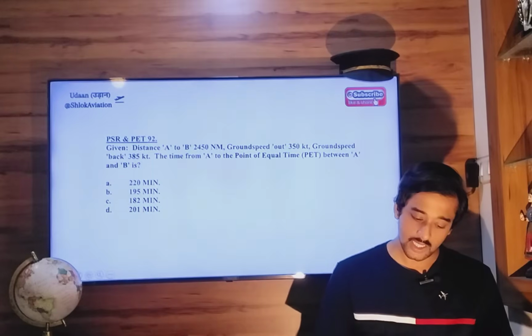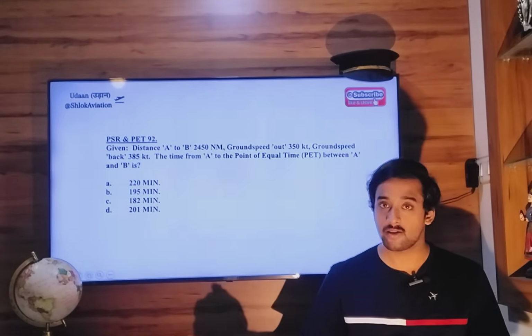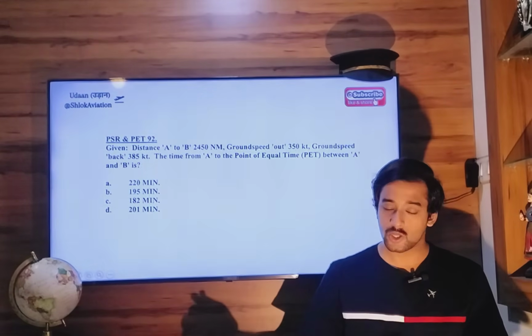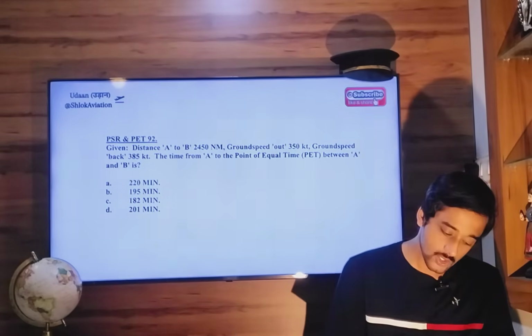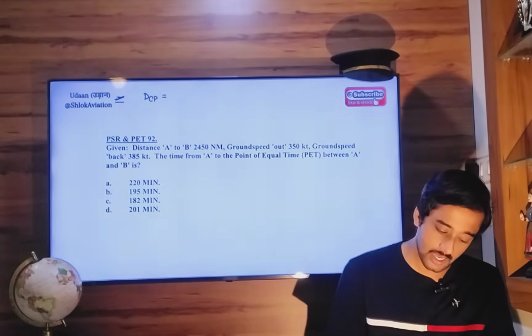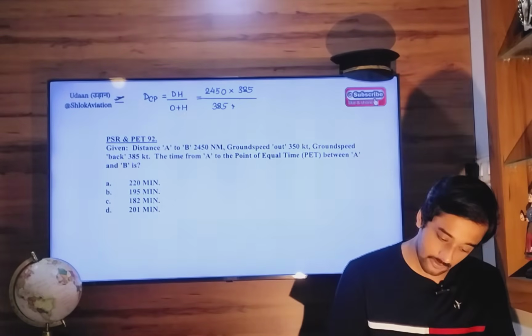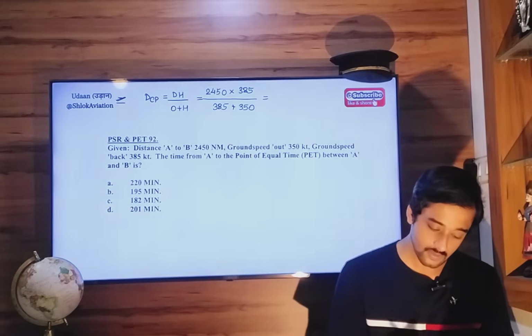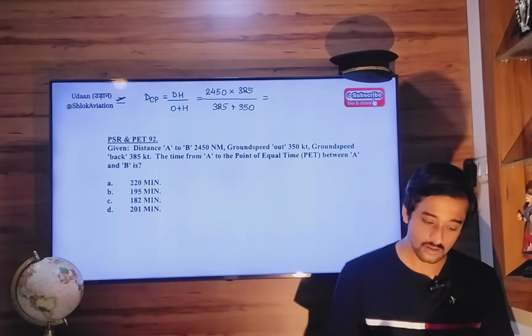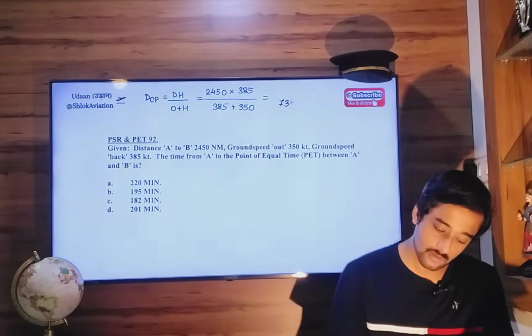92. Distance given, outbound, homebound speeds are given. Time from point A to the point of equal time. So first, distance to critical point DH, O plus H. So 2450 multiplied by 385 divided by 385 plus 350. 735.